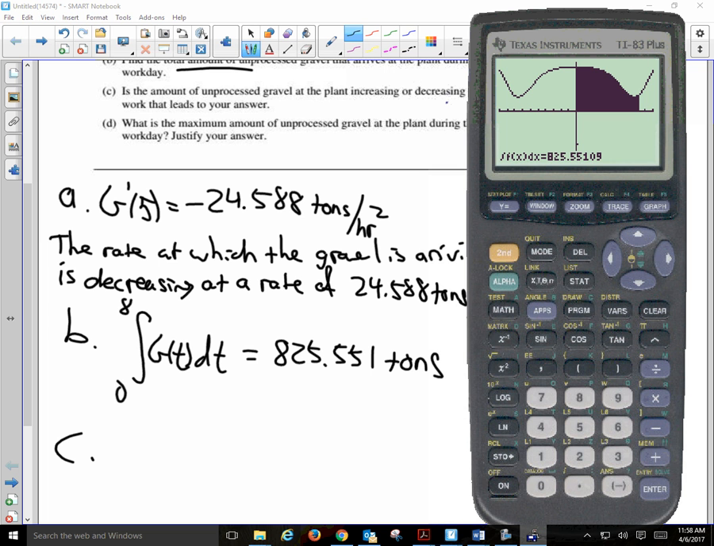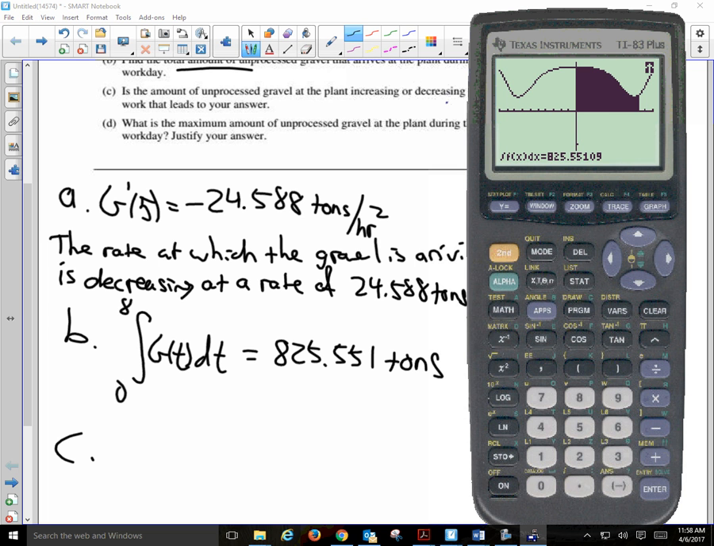material to the plant. We are always bringing material. That's always positive. But are we also processing material? We are. How much are we processing? 100, right? So if we're bringing in 120 but processing 100, is the amount of unprocessed gravel increasing or decreasing? Increasing. If we're bringing in 90 but we're processing 100, are we increasing or decreasing? Decreasing.